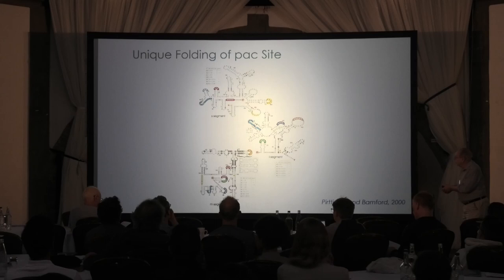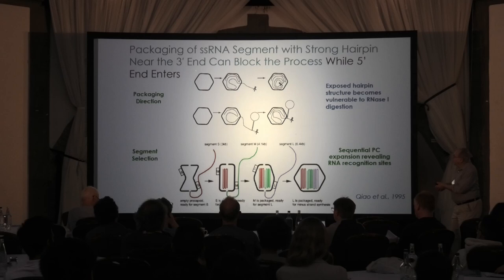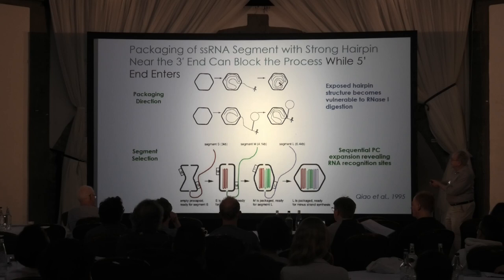So the packaging region is rather large, so it folds into, this is done in Dennis's lab, a two-dimensional structure. So it's a very ornate form. And Lenny then went ahead and wanted to see what the direction was. So he packaged, but he placed a strong hairpin at the 3' end, and he made a block, and he was able to demonstrate it's going in the 5' direction. So these are really clever experiments.